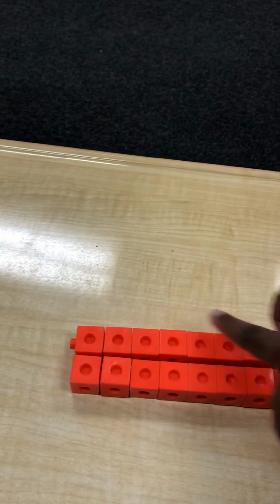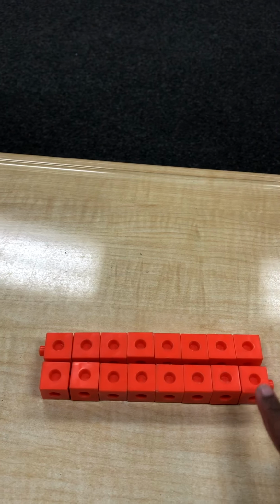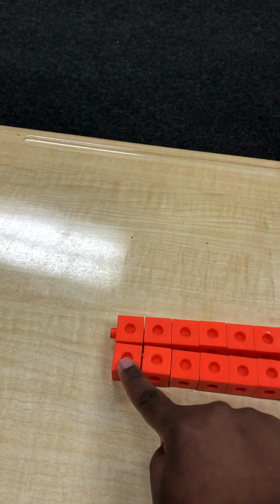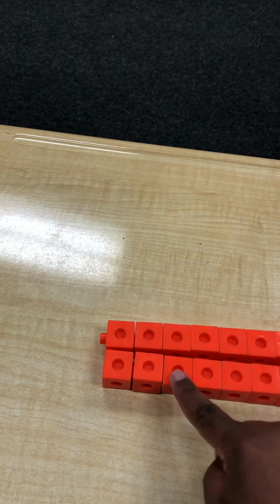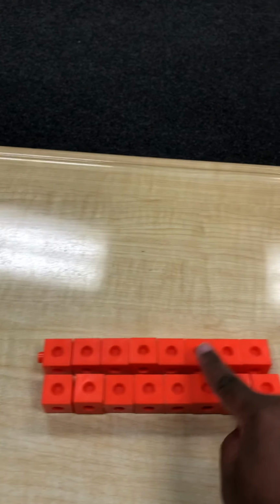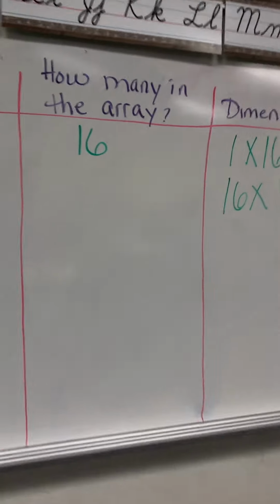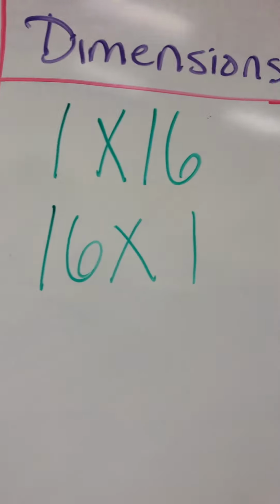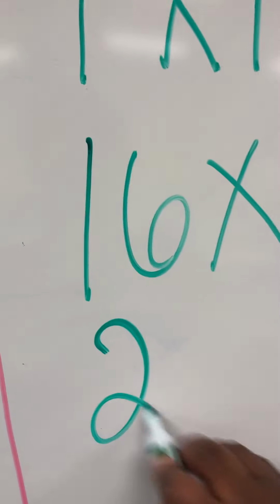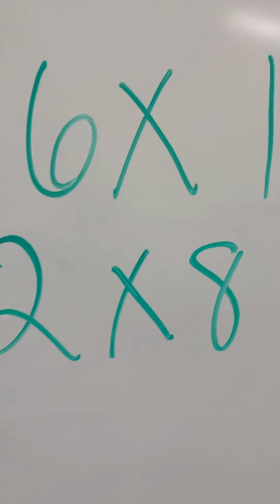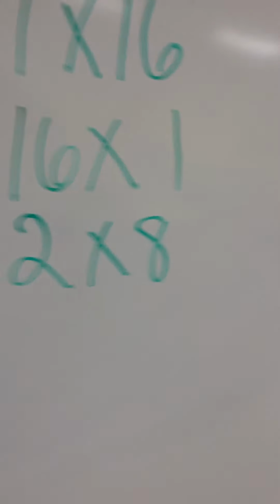And this is why you were correct. I now have 2 rows and 8 columns. 1, 2, 3, 4, 5, 6, 7, 8. All right, I'm going to go to the board and I'm going to write my new dimensions. 2 times 8. And I'm going to quickly draw a 2 by 8.